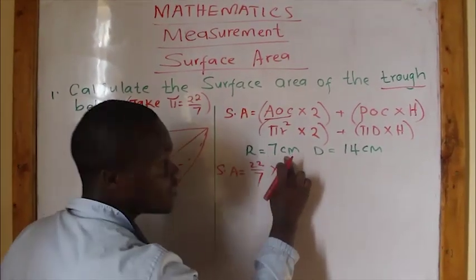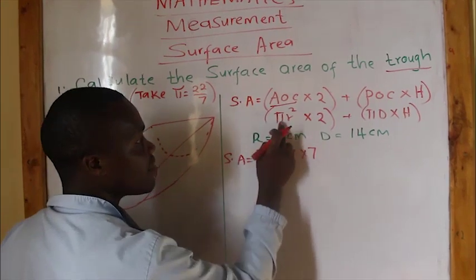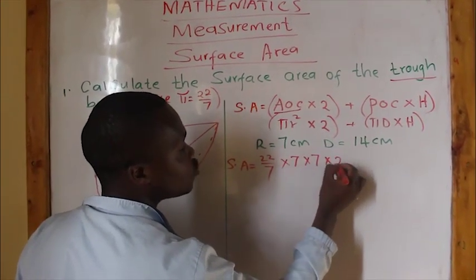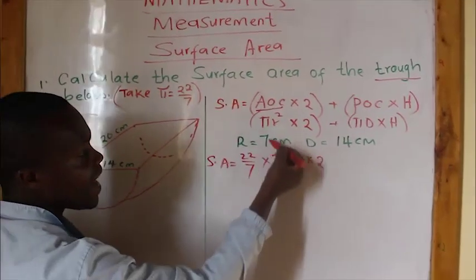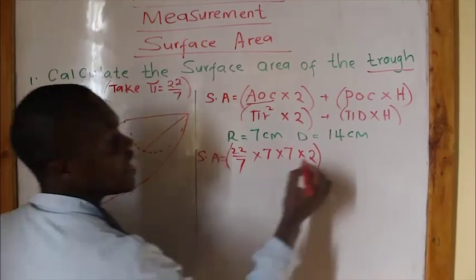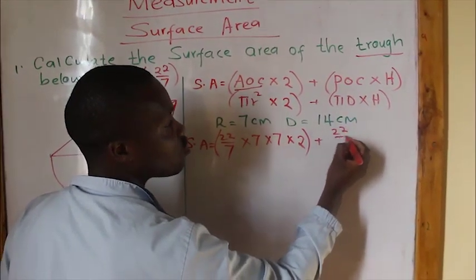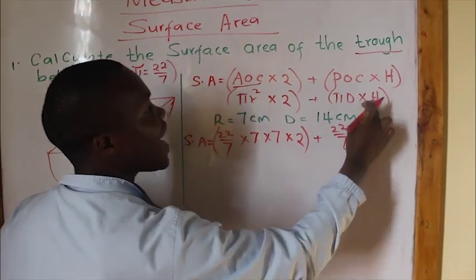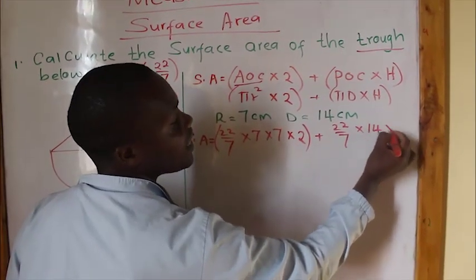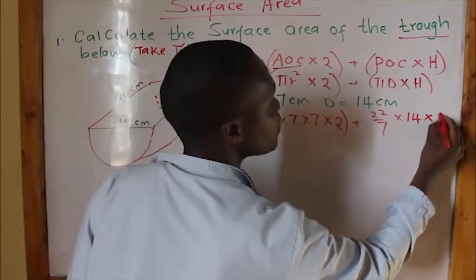We have already interpreted here. 7 times 7, that is 7 and 7. Then we multiply by 2. The formula tells us pi r squared times 2. That is according to the formula. Then plus pi d. So pi is 22/7 times the diameter, which is 14. Then times the height, which is the slanting height, which is 20.